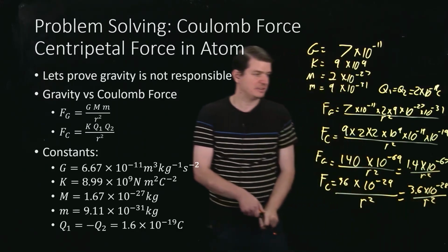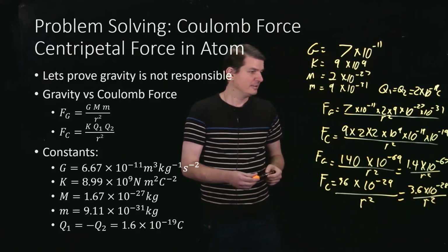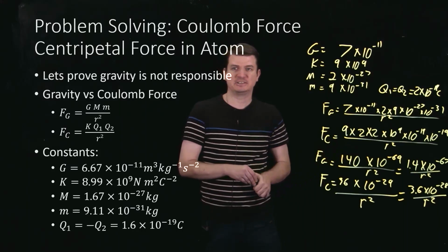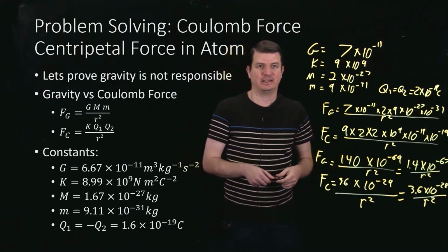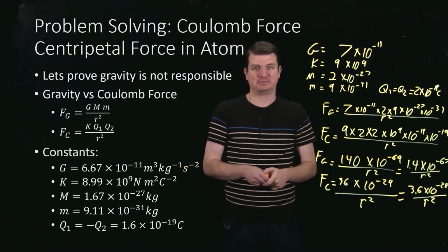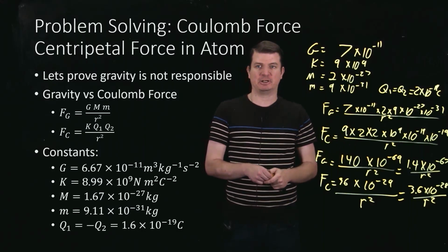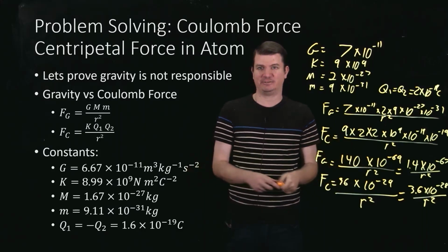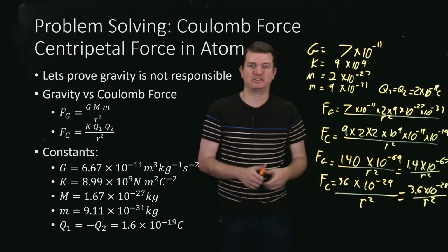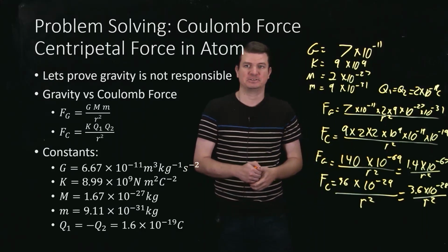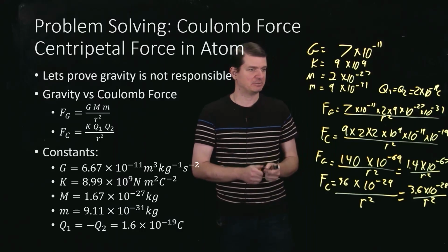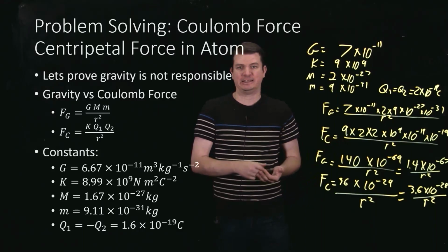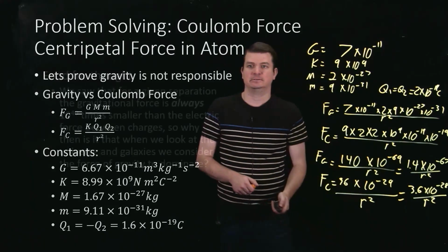So at any arbitrary distance, we can see that there's basically almost a 10 to the 40 difference between the Coulomb force and our gravitational force. So we've proven what we wanted to. The Coulomb force is much, much larger, basically a factor of 10 to the 40 larger than our gravitational force. And technically we should put some units on these. They will end up being newtons once we put our radii in meters.